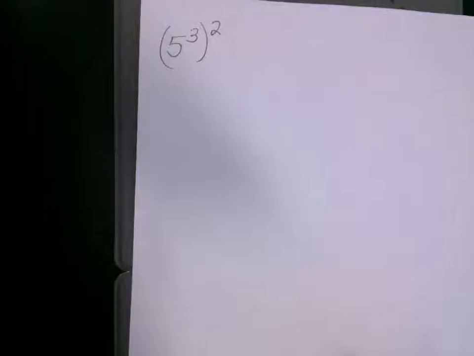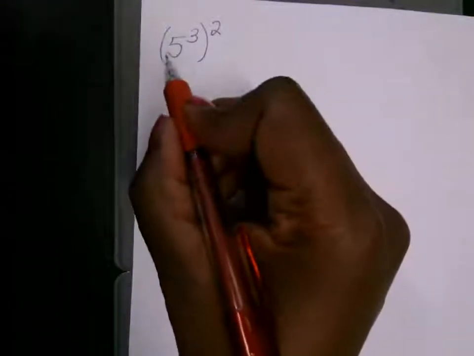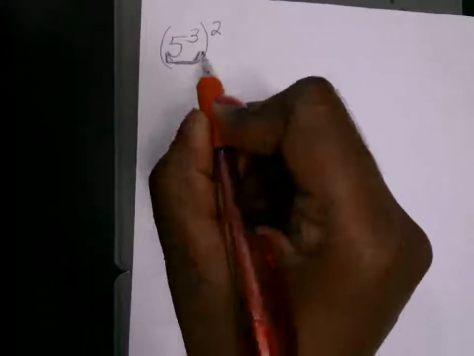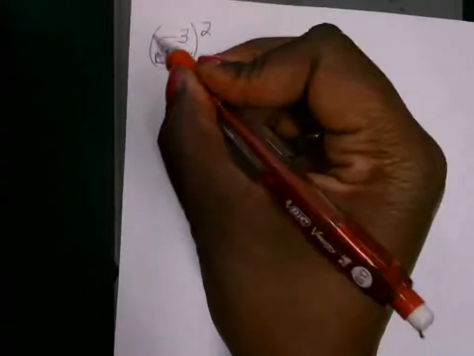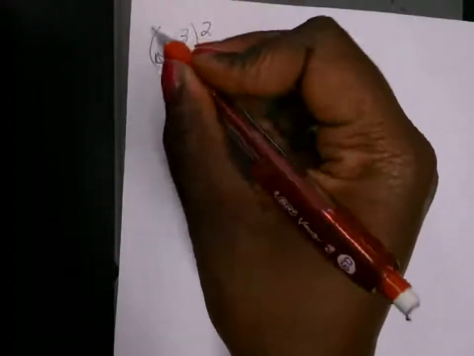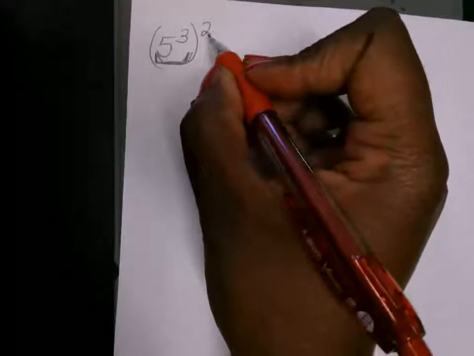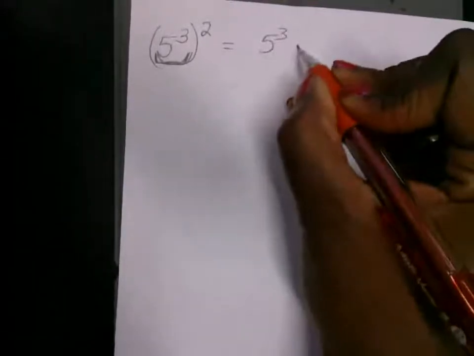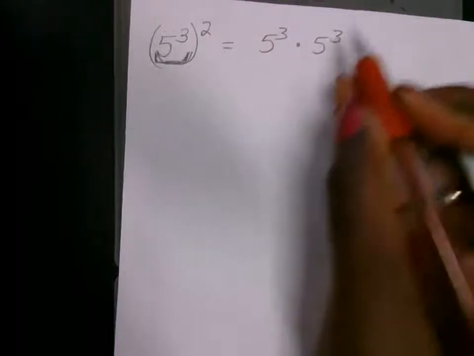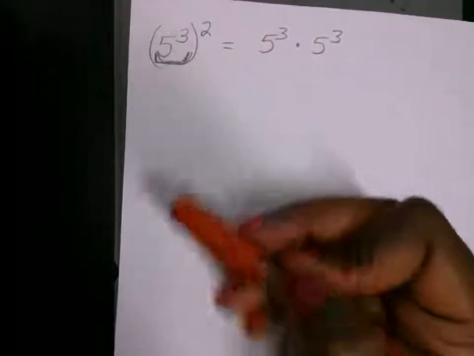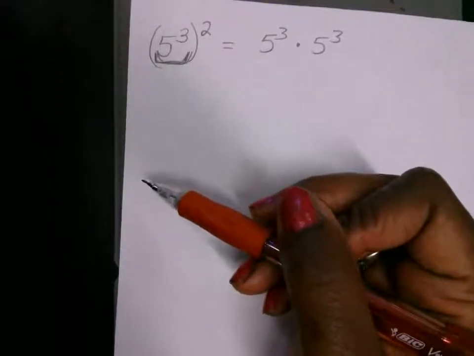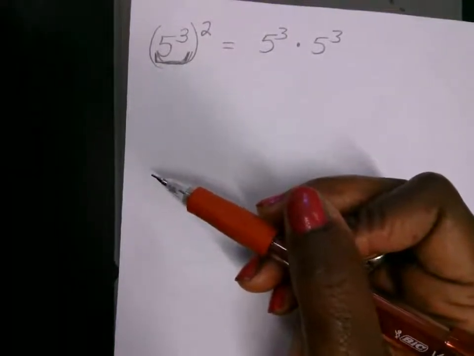Watch Miss Reyes write the expanded form. I'm going to write 5 to the 3rd power. I'm going to multiply it times itself how many times? 2. Who said 2? Good, Abby. We're going to multiply 5 to the 3rd twice. How do we know to multiply 5 to the 3rd power 2 times?